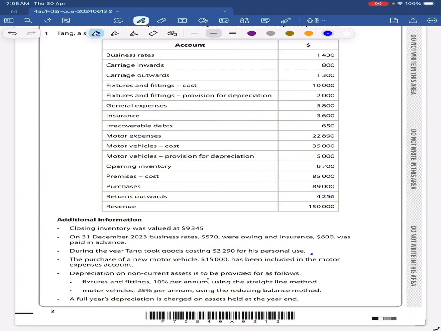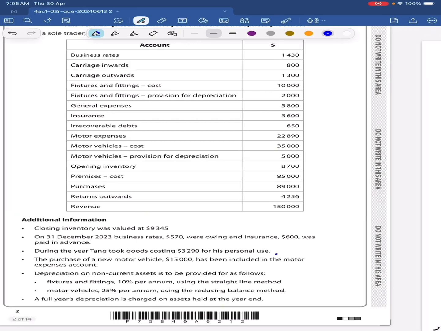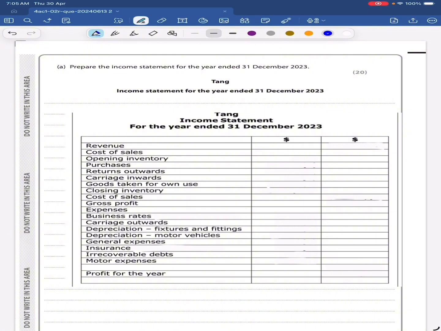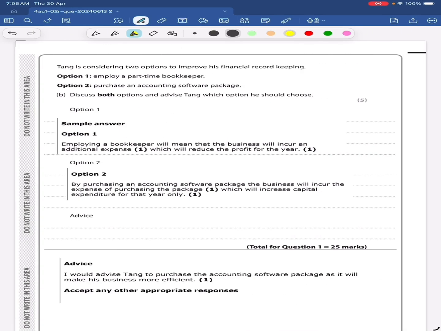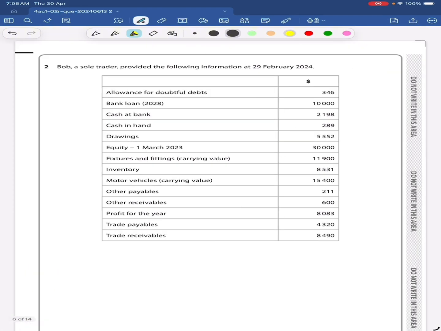Depreciation on non-current assets is to be provided as follows: fixtures and fittings 10% per annum using the straight line method, and for motor vehicle 25% per annum using the reducing balance method. A full year's depreciation is charged on assets held at the end. You have been asked to prepare an income statement for the year ended 31st December 2023. And then you have a theory question for 5 marks.